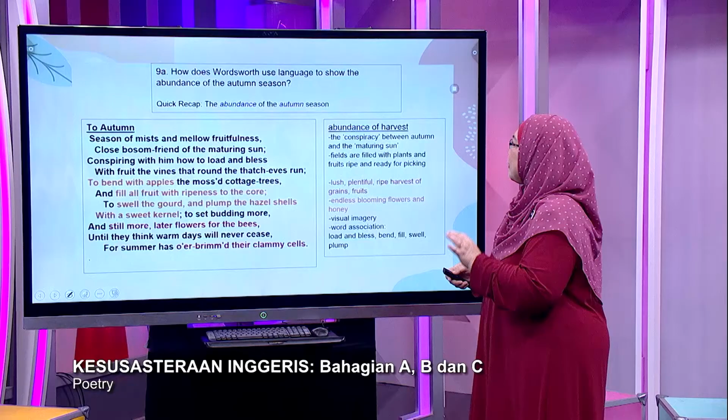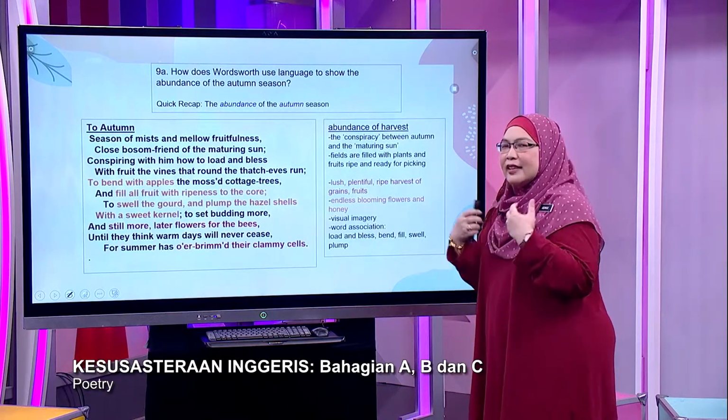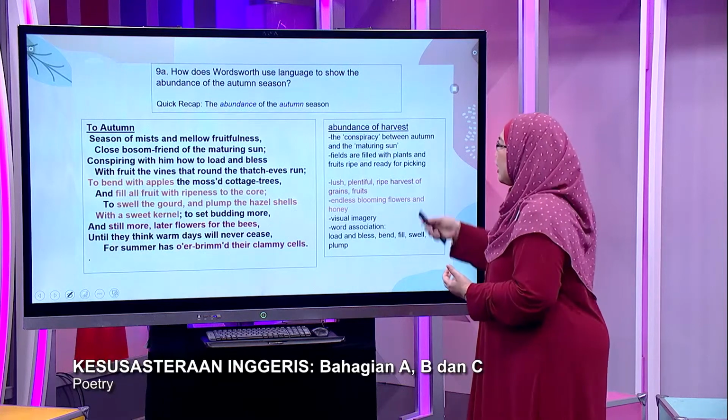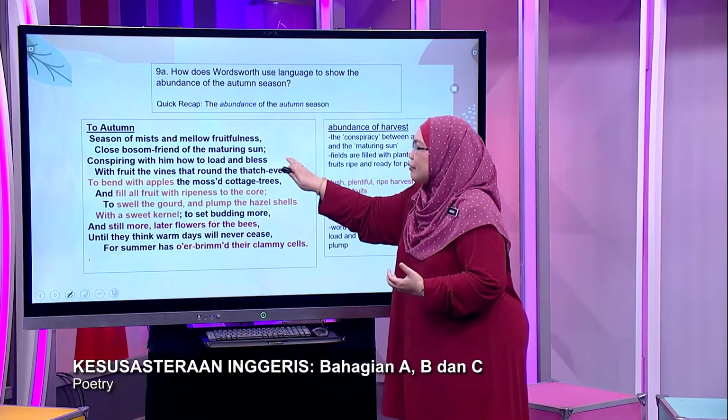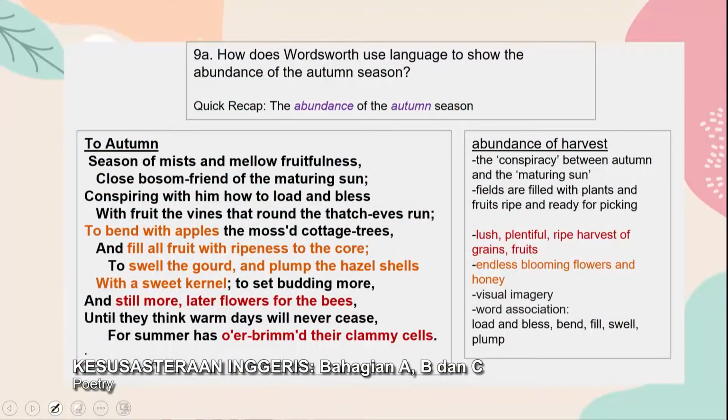So when you're looking at abundance of harvest, the fact that during the autumn season, everything is lush and in abundance, you're going to look at obviously these verbs: your load and bless, your bend, your fill, your swell, your plump, your later flowers, and then your clammy cells. All these already strengthen your idea about the abundance of harvest as seen in the autumn season. Okay, so Hanif is on the right track.